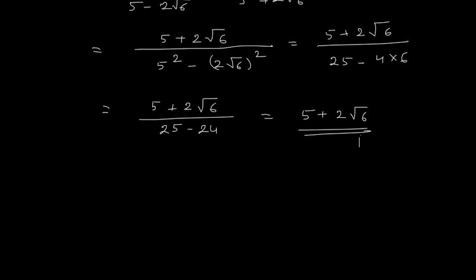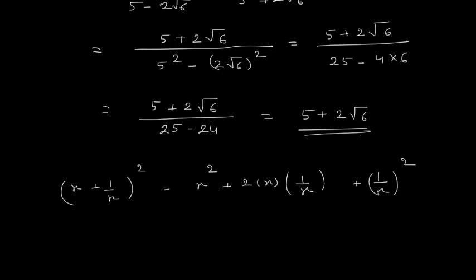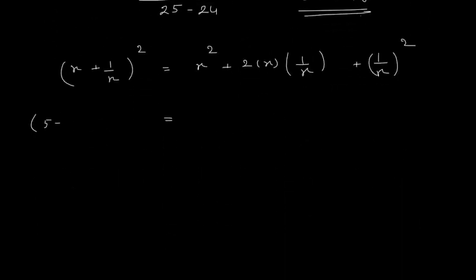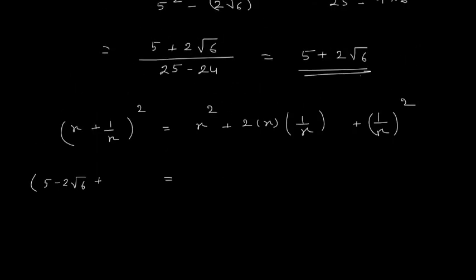Now let us use the formula of (x plus 1 upon x) the whole square. Now (x plus 1 upon x) the whole square is what? It is x square plus 2 into x into 1 upon x plus (1 upon x) the whole square. Now I will put the value of x and 1 upon x. The value of x is 5 minus 2 root 6, so 5 minus 2 root 6 plus 1 upon x. The value of 1 upon x is 5 plus 2 root 6. So this is (5 plus 2 root 6) the whole square.